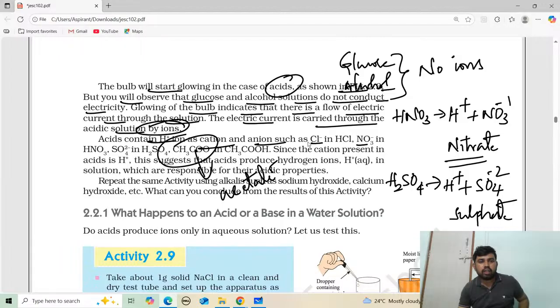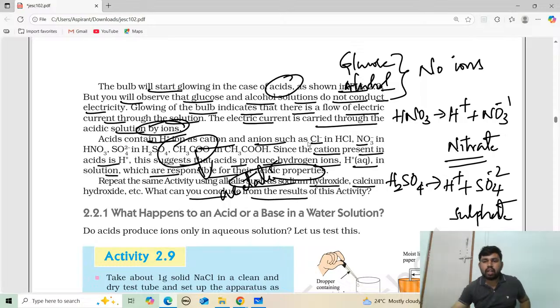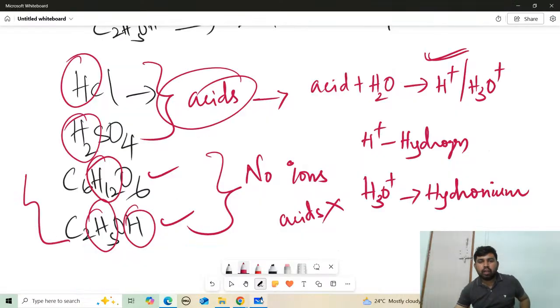So these are the ions responsible. You can see the cation present in the acids is H plus ion. This suggests that acids produce H plus ions in solutions, which are responsible for their acidic property. Very, very important. Okay. Similarly, repeat the activity using NaOH and calcium hydroxide and conclude the result of the activity. So they are asking us to do the same activity with different solutions. Now let me write here.